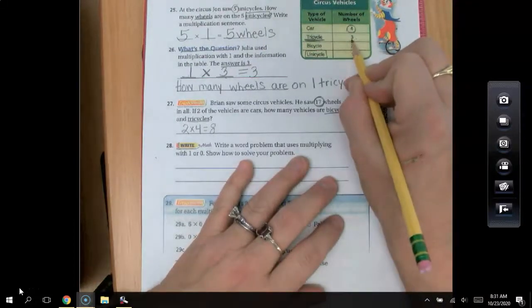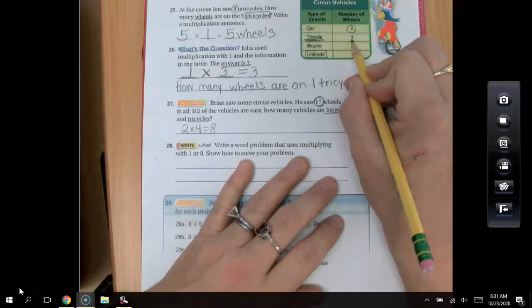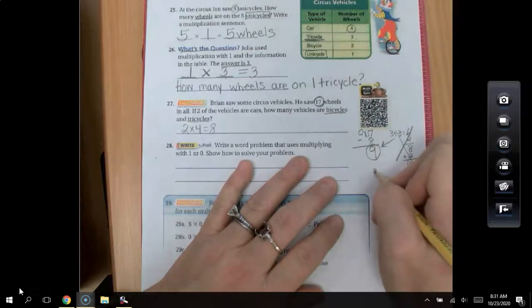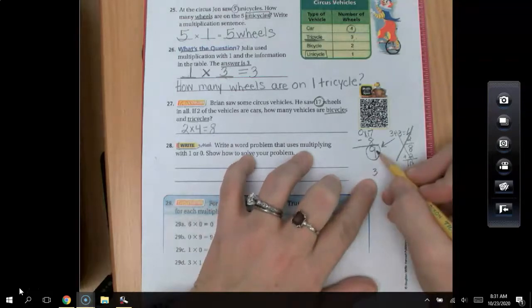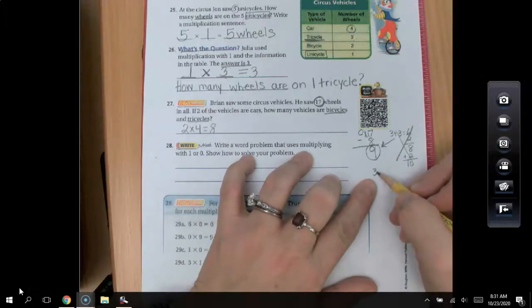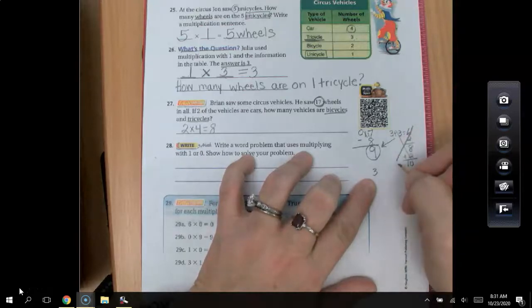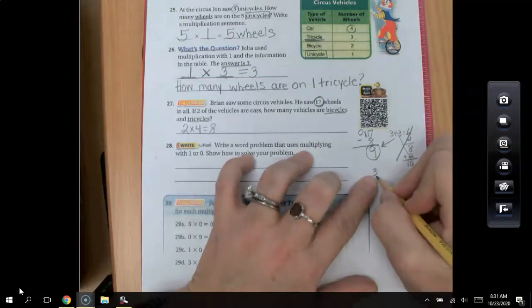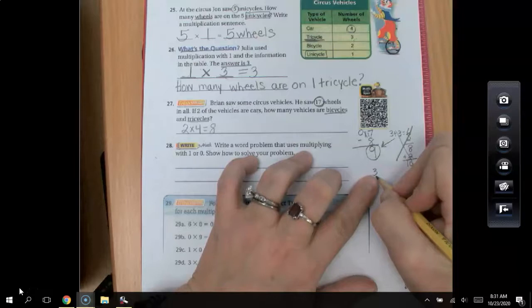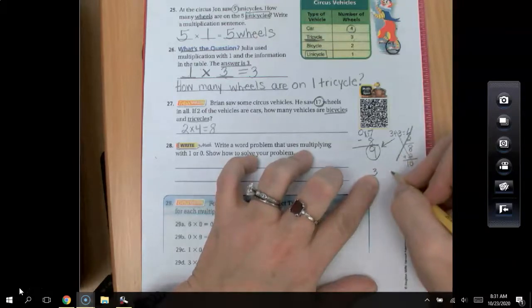1 tricycle has how many wheels? 3. So I have 3 wheels. Okay, so now 9 minus 3 equals 6. Okay, so I have 6 more wheels to have. So I have 3 wheels from 1 tricycle. How many bicycles can I have? I need to reach 6 now.